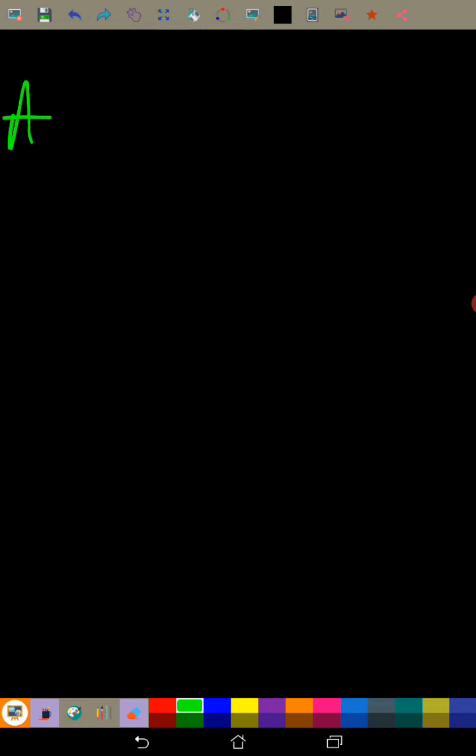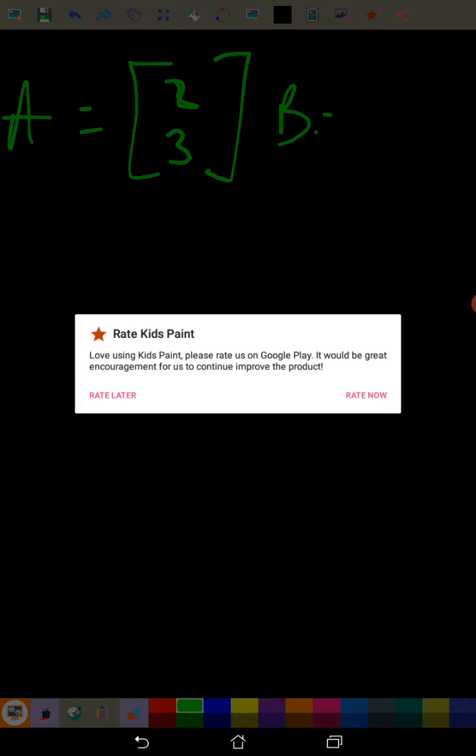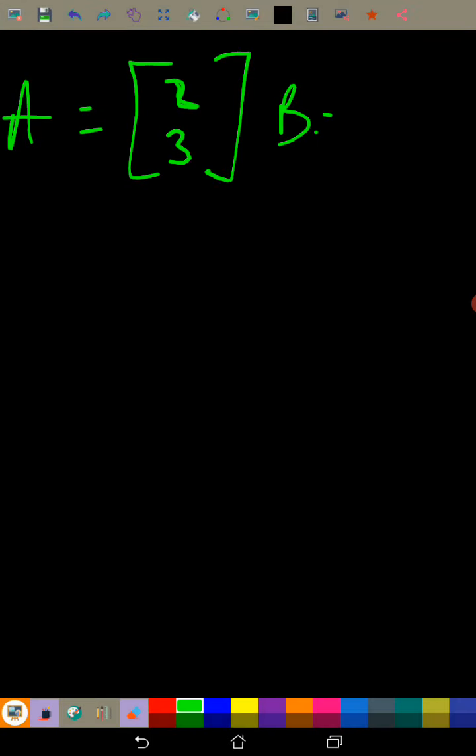We have A is equal to 2, 3. Sorry for my 2, but yeah, it's very late in the night. It's 1:52 in the night, or in the morning, depending if you are a morning person or a night person.